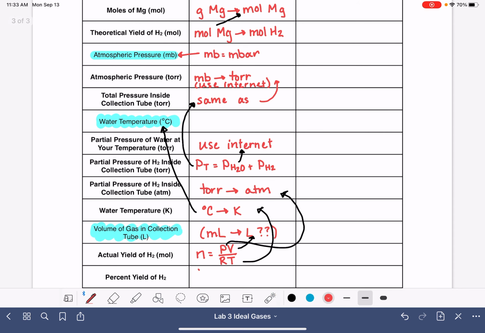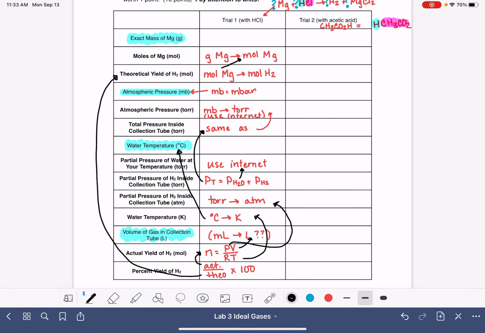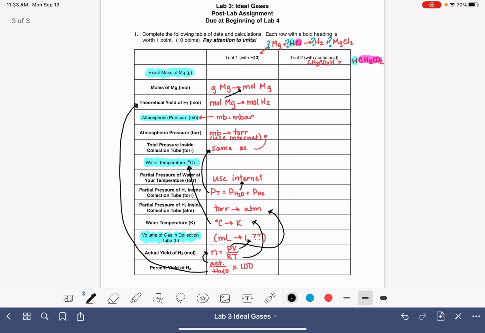The percent yield of H2 is our actual divided by our theoretical multiplied by 100. We just calculated the actual yield, and the theoretical yield we calculated way up at the very beginning. So that's going to get you through this. That's all that you have to do. I say it like it's easy. There's a lot of calculations here, but this is all that you have to do.